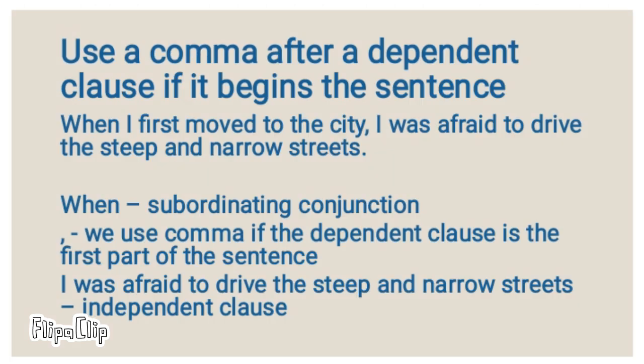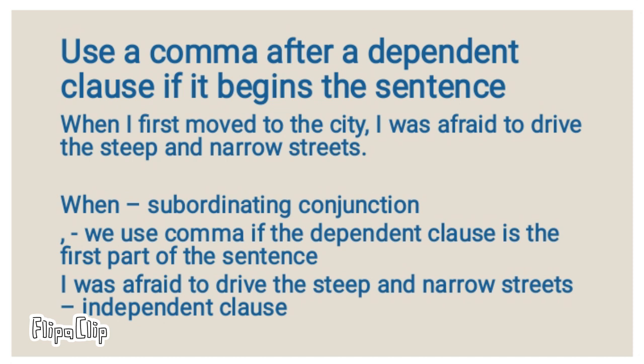Now we can also use a comma after a dependent clause if it begins the sentence. For example, when I first moved to the city, comma, I was afraid to drive the steep and narrow streets. So we will first start with when. When is a subordinating conjunction. I first moved to the city. After that we use a comma because the first part of the sentence is a dependent clause, and then comes the independent clause, I was afraid to drive the steep and narrow streets.